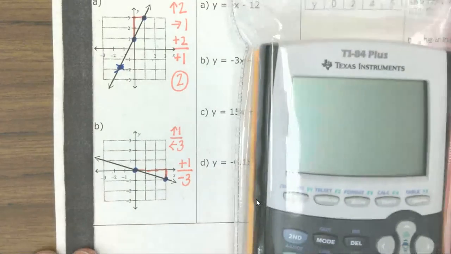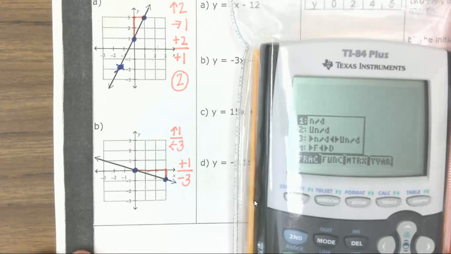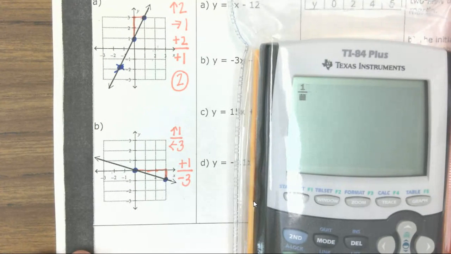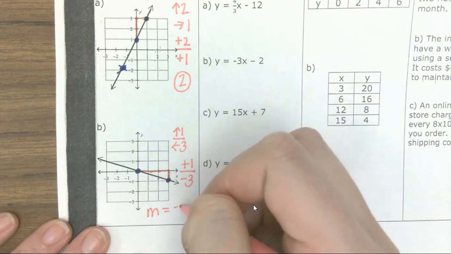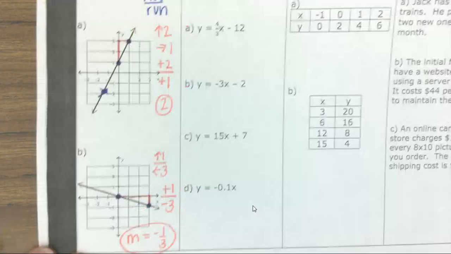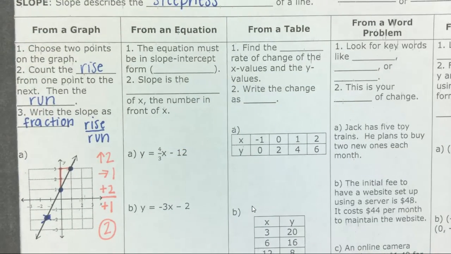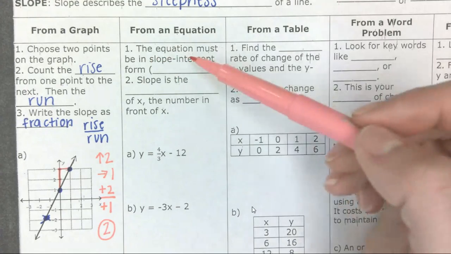So if I were to use my calculator and go to alpha y equals, and I would do 1 and negative 3, I get negative 1/3. So my slope here, my m, is negative 1/3. So that's how you find slope from a graph. The next is going to be from an equation. So the equation must be in slope-intercept form.